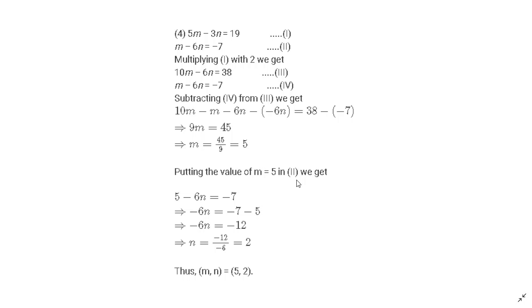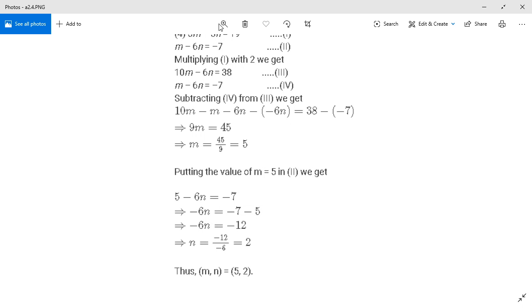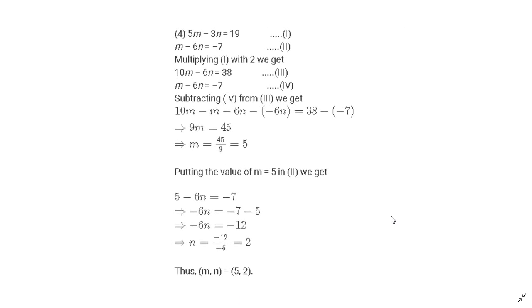Example number 4. The first equation is 5m minus 3n is equal to 19. Then our second equation is m minus 6n is equal to minus 7. Okay, then what we can do is get the coefficients the same and then subtract.